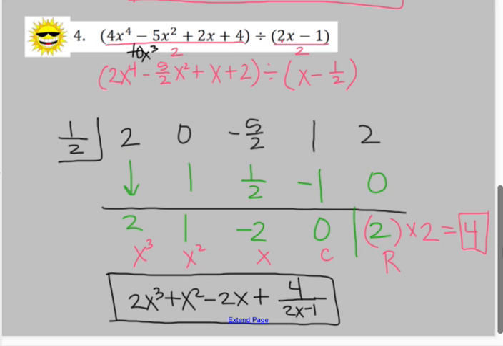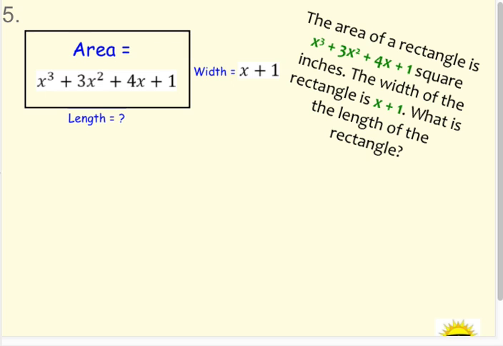And once again, write down any questions before we go ahead and move on to the back side. Example 5. It says the area of a rectangle is, and it gives you the polynomial to represent that, in square inches. The width of the rectangle is x plus 1. What is the length of the rectangle?